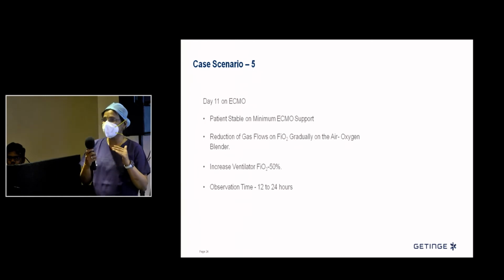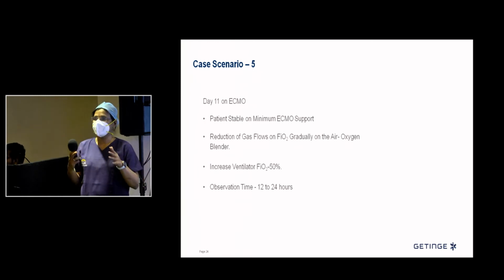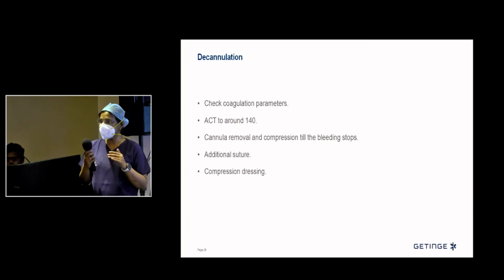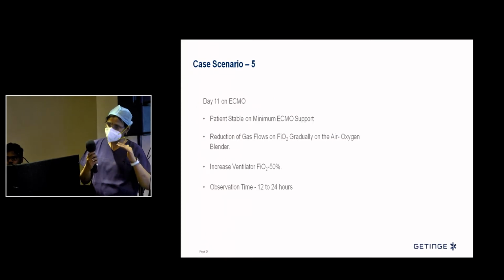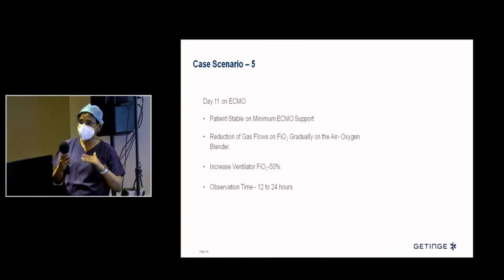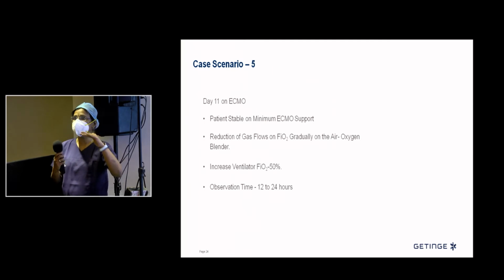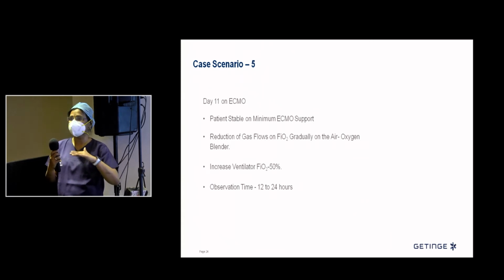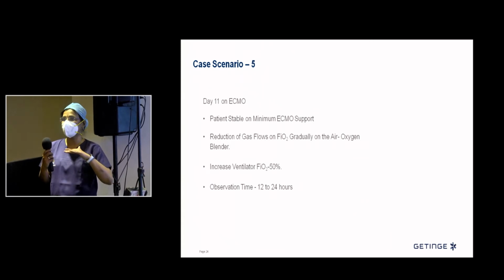So practically, it's not a hard and fast rule. Practically, what is easy to do is first reduce the FiO2. Reduce the FiO2, bring it to 50%, 40%. Then if your sweep gas is 6 liters, 7 liters, bring it down. If your ECMO flow is 4 liters, bring it down to 2 liters, something half of the sweep, half of your ECMO flows.